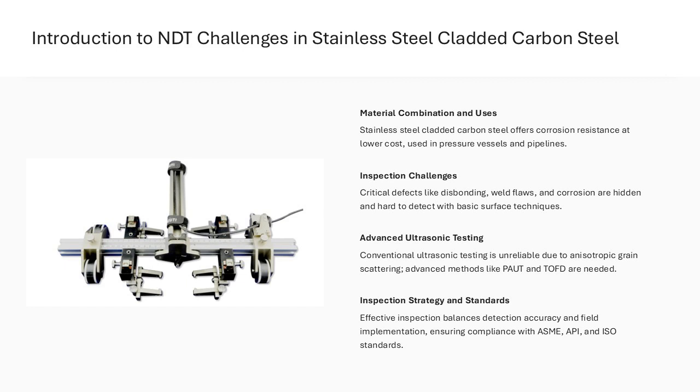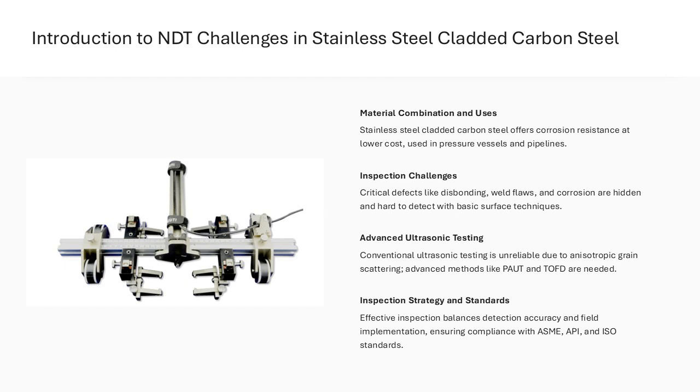The most critical degradation mechanisms include cladding disbonding at the interface, weld defects within the cladding or overlay welds, and corrosion or wall loss in the carbon steel substrate. These damage modes are often hidden from visual inspection and cannot be reliably detected using basic surface techniques alone. From an engineering perspective, inspection methods must be capable of penetrating complex, dissimilar metal interfaces while providing sufficient resolution to detect small but critical defects.